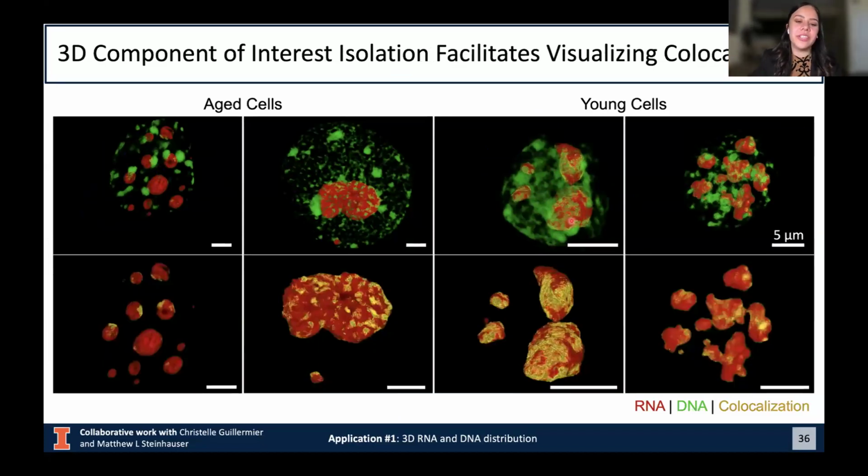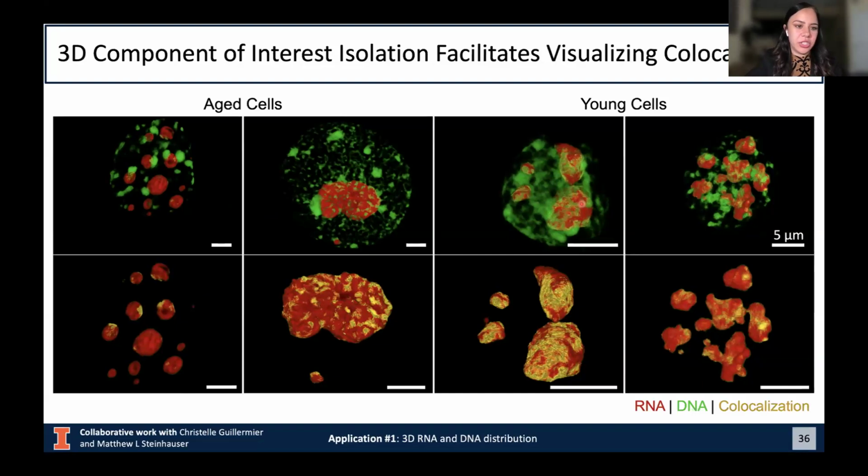So to overcome this and visualize these yellow regions even better, we used our tool's ability to isolate regions of interest. So we isolated the RNA. Without this isolation, these regions would be a little bit more difficult to visualize. So just to quickly compare, in aged cells, we do see a decent amount of colocalization regions. It does vary between cells. So this one has a little bit more than this one.